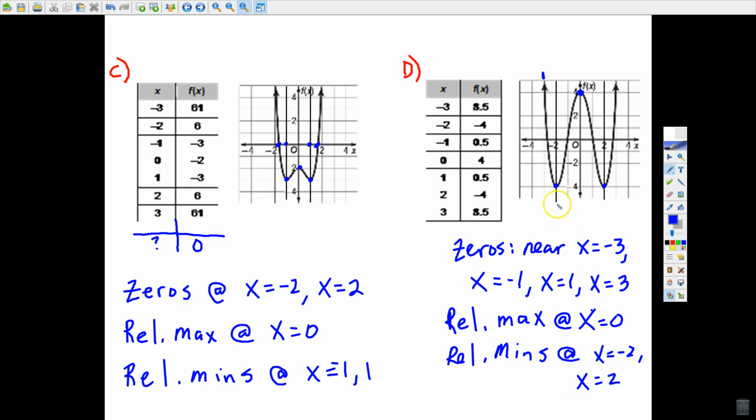Okay, so there's a lot involved in this one. We're crossing the x-axis 4 times, so we have 4 zeros. We have one point that's higher than these other 2. It's a relative maximum. And then these 2 at the bottom are considered relative minimums. And that takes care of this problem.